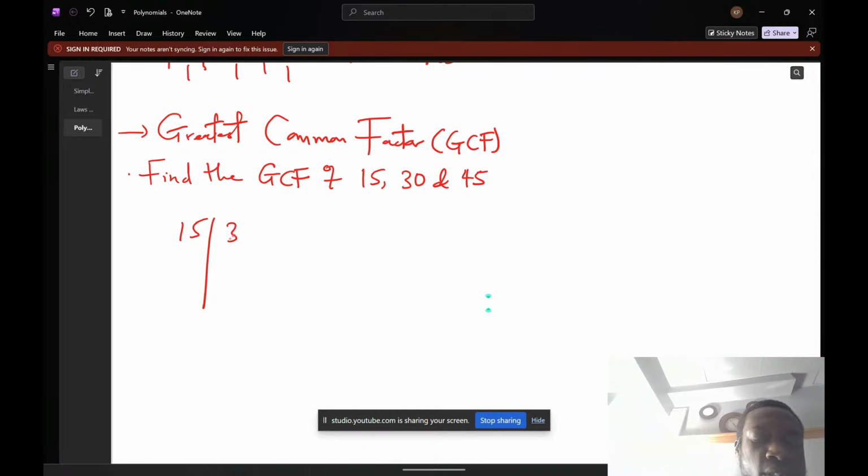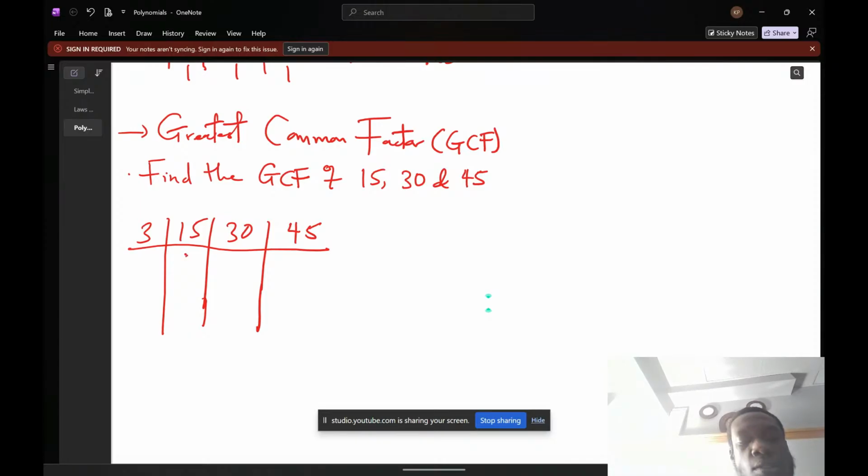So 15, 30, 45. So 3 can divide all. So 15 divided by 3 will give us 5. 30 divided by 3 will give us 10. 45 divided by 3 will give us 15. Okay. So the 3 cannot divide all of them, and 2 cannot divide all of them. So let's go to 5.